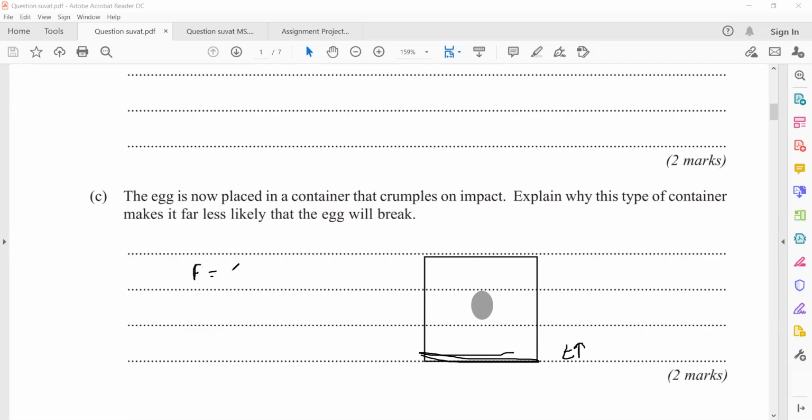We have the formula F is equal to ma, or we can also say acceleration is v minus u over t. So you can see that the relation between the time and the force is inverse. If an object takes more time to stop, it will experience less force. So this egg, when it hits the base, will take longer time to stop, so it will experience smaller force.